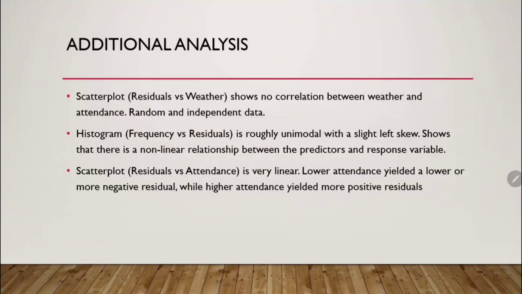For additional analysis, our scatter plot of residuals versus weather shows no correlation between weather and attendance. The data is random and independent. The histogram of frequency versus residuals is roughly unimodal, but has a skew to the left. This shows that there is a nonlinear relationship between the predictors and response variable. And the scatter plot of residuals versus attendance is very linear, and shows that lower attendance yields a lower, more negative residual, while higher attendance yields more positive residuals.